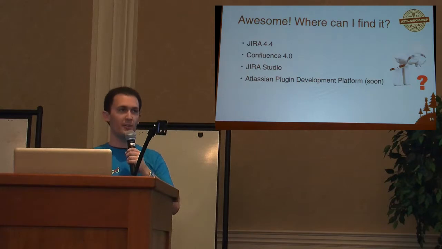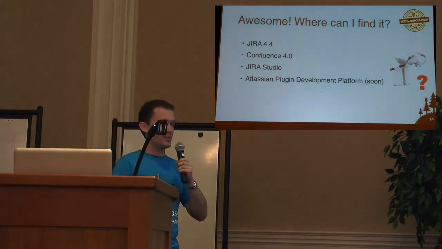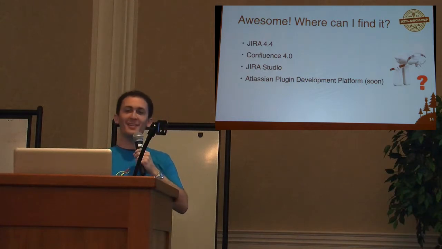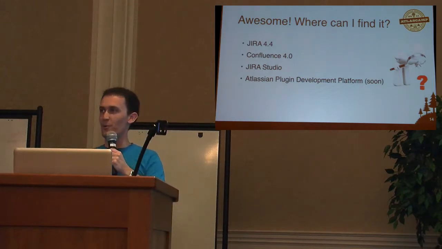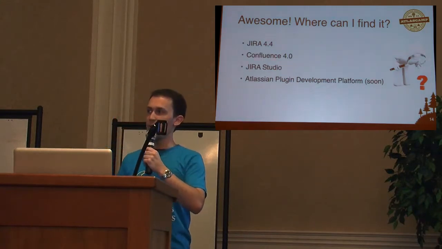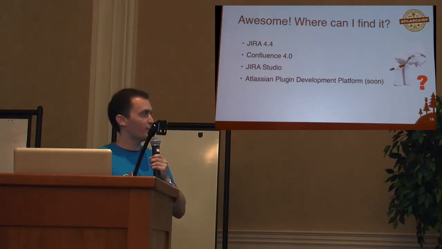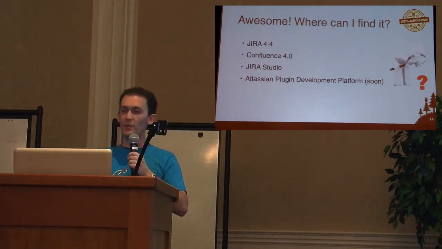So I know what you guys are all thinking right now. This is so sweet. You can find this in Jira 4.4, Confluence 4.0, or Jira Studio. If you'd like to fetch remote content from Bamboo or Fisheye Crucible, you can do so with Bamboo 3.0 and Fisheye Crucible 2.6. Additionally, in the near future, we'll be adding it to the Atlassian plugin platform.